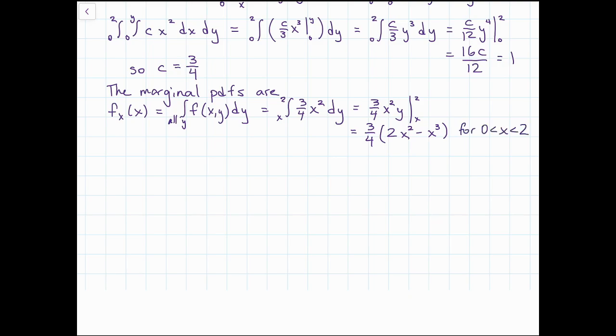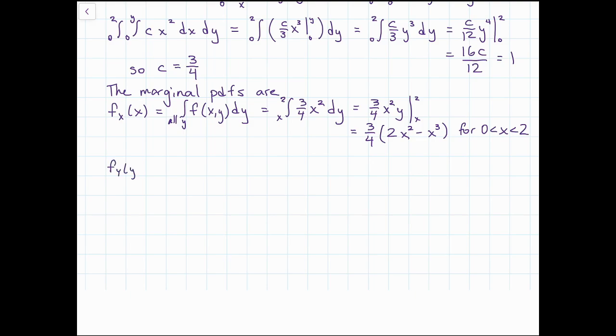Notice here, nothing in this expression involves y, and it can't, right? This is the marginal PDF of x, so y cannot appear anywhere in the range or in the function itself. We've taken away all the information about y when we did that integration. So it's just 3/4 times 2x squared minus x cubed for 0 less than x less than 2.